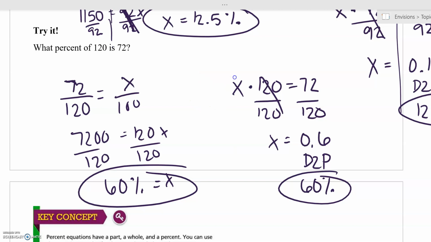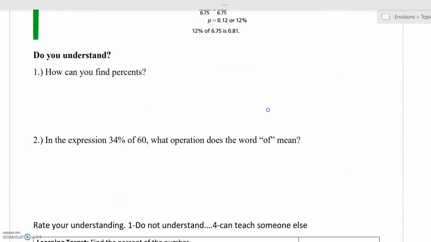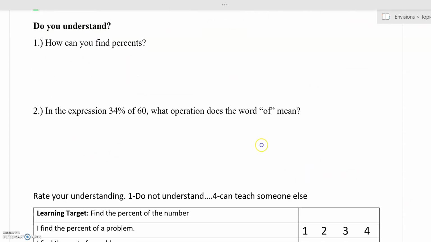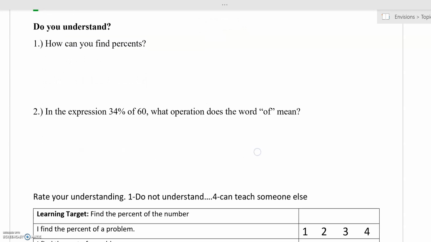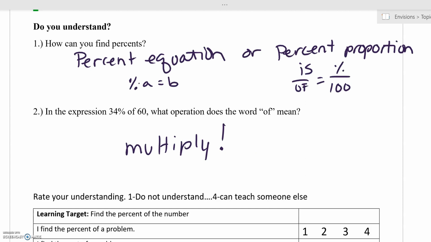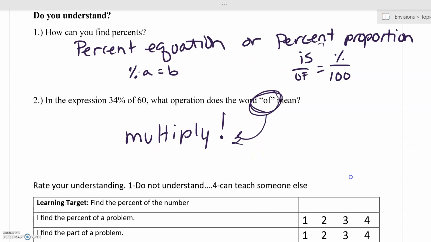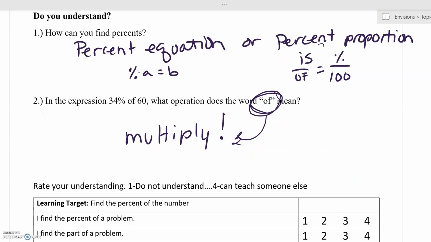All right, so last thing that we have, guys, is our do you understands. So please make sure that you work through and write down your answers for these. Right, and here's my answers. We can either use the equation or the proportion. And what does "of" mean? It means to multiply. All right, make sure that you've also rated your understanding here.